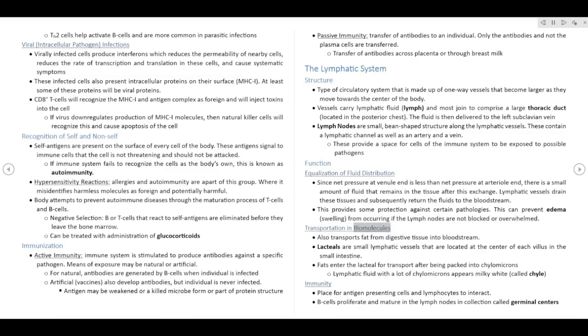Transportation of biomolecules: it also transports fat from digestive tissue into the bloodstream. Lacteals are small lymphatic vessels that are located at the center of each villus in the small intestine. Fats enter the lacteal for transport after being packed into chylomicrons. Lymphatic fluid with a lot of chylomicrons appears milky white, called chyle. Immunity: a place for antigen-presenting cells and lymphocytes to interact. B cells proliferate and mature in the lymph nodes in collections called germinal centers.